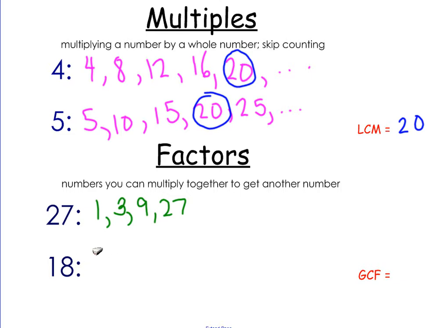Now the factors of 18 are 1 and 18, 2 and 9, and 3 and 6. And we usually write these in numerical order. Now the goal here is to find our greatest common factor, and the greatest common factor is the factor that both of them share that is the greatest. And in this case it looks to be like 9 is the greatest factor they both share. So our greatest common factor of 27 and 18 is 9.